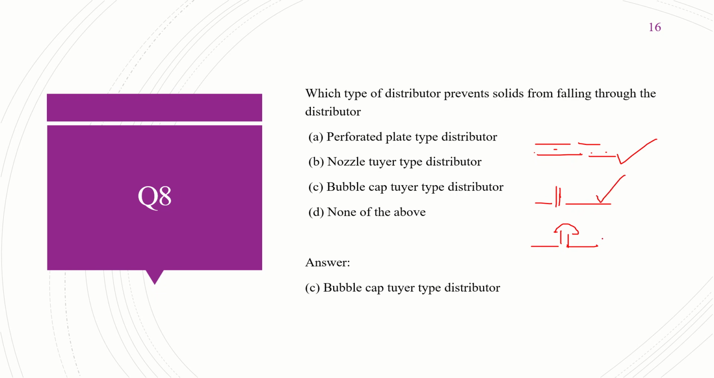But here the backfall of solids is very less compared to the other things because it closes up and it only opens for the fluid. So bubble cap tier type distributor is the right answer. It is not perforated plate distributor or nozzle tier type distributor, it is bubble cap tier type distributor. And because it opens and closes on the arrival of the gas or the fluid, this one is the ideal one, and option D, it is none of the above.